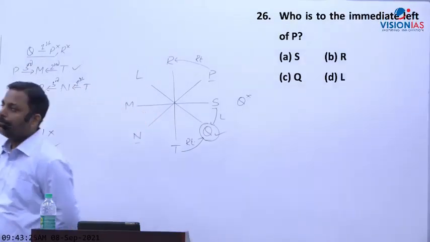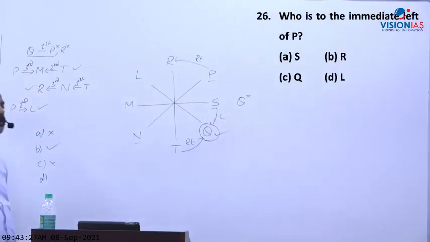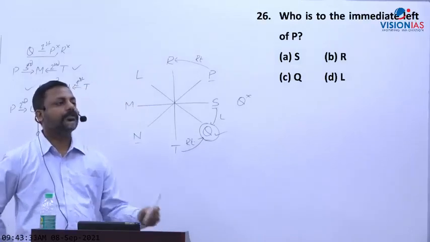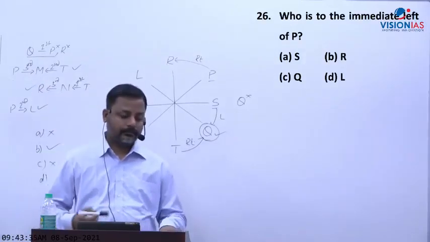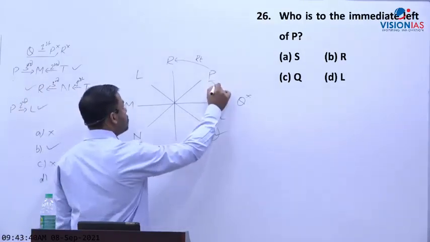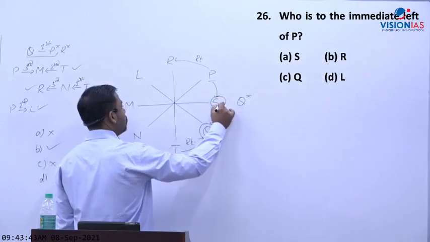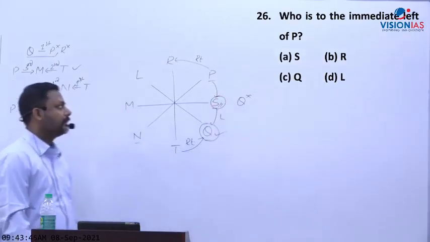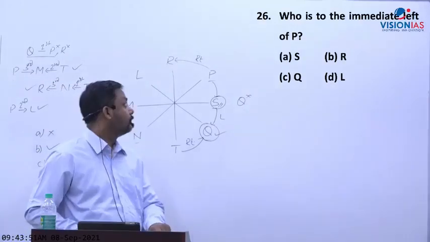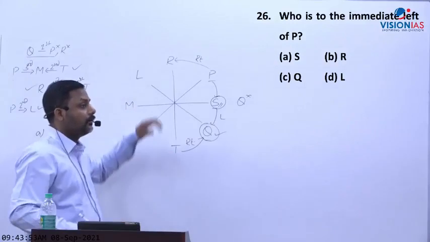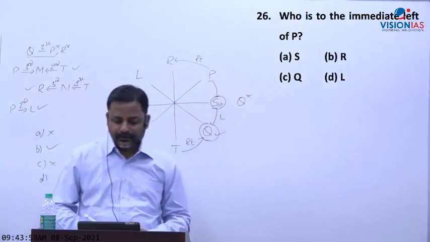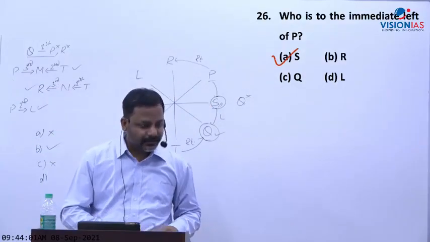Now the next question is, who is to the immediate left of P? So on the left hand side of P, at first position, S is there. So the answer is S. R is on the right hand side of P, so S will be on the left hand side of P. Yes, here the right answer is option A, that is S.